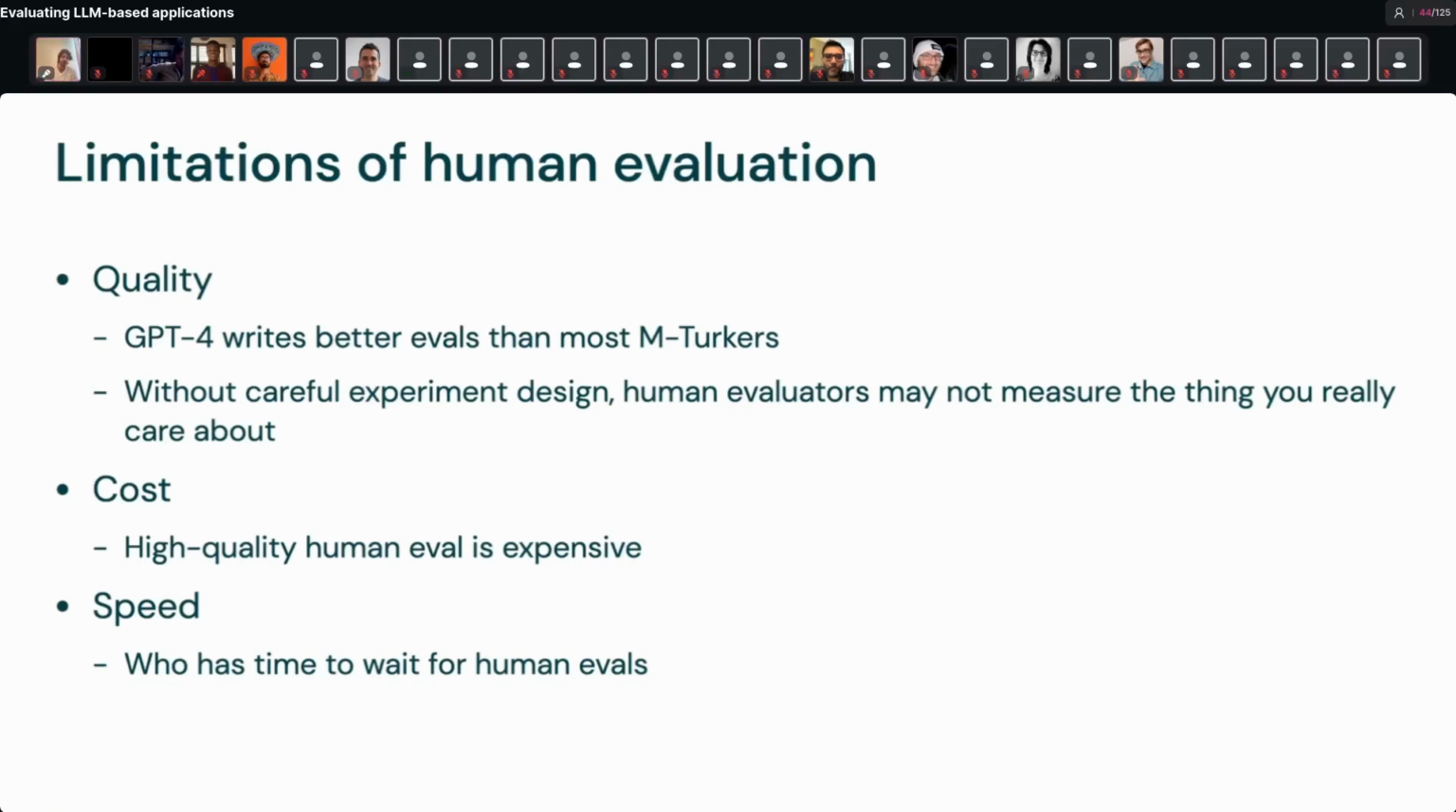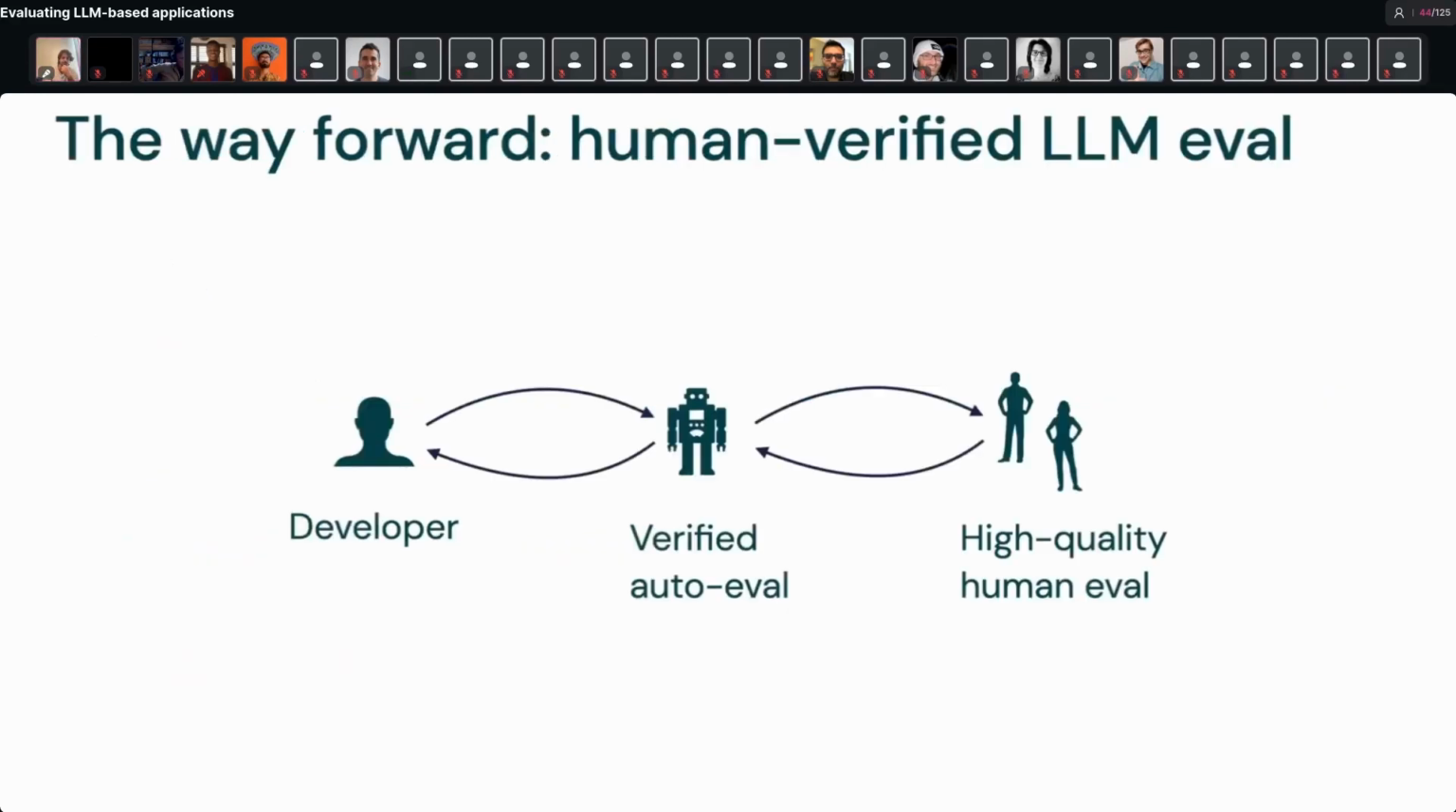The second big challenge for quality is that unless you design your experiment really carefully, human evaluators might not measure the thing that you really care about. Again, if you're just asking people for their preference, a lot of times their preference is going to be based on surface level attributes of the text, not underlying factuality. Human evaluation is also really costly and really slow, so this is not the silver bullet answer for eval. And again, I think the way forward here is human verified eval, automated eval with language models.